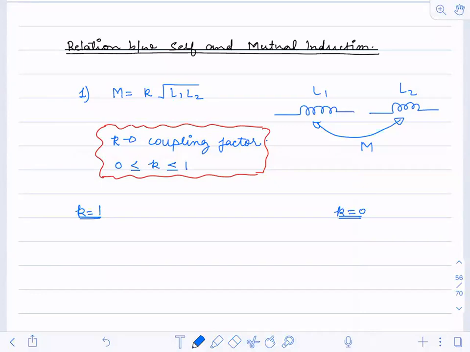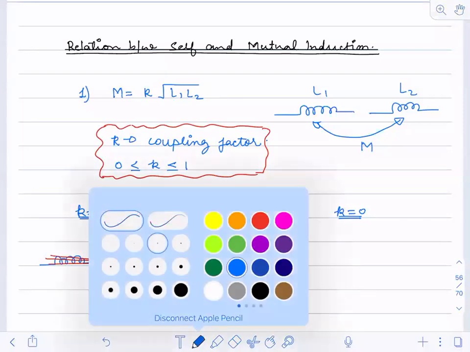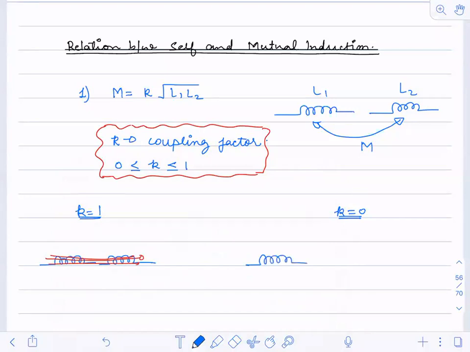So when K value is 1, all the flux from 1 should also reach 2. When K value is 0, none of the field lines from 1 are reaching 2. This happens when two coils are kept very, very far away.